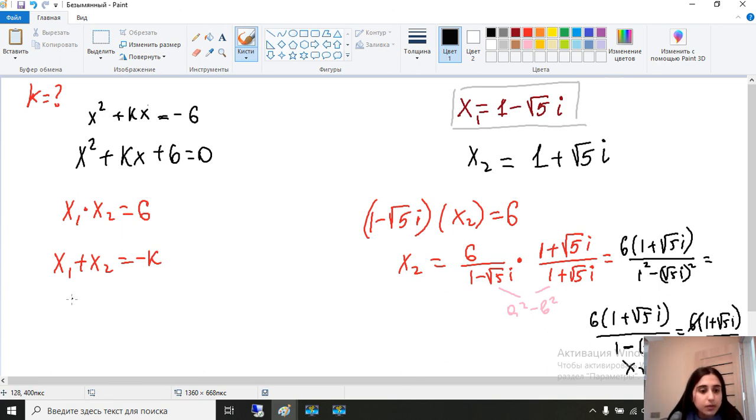So it will be 1 minus the square root of 5 times i plus 1 plus the square root of 5 times i, which equals negative k. It's clear to me that these two terms will cancel, so 2 equals negative k. From here I may tell that k will be equal to negative 2.